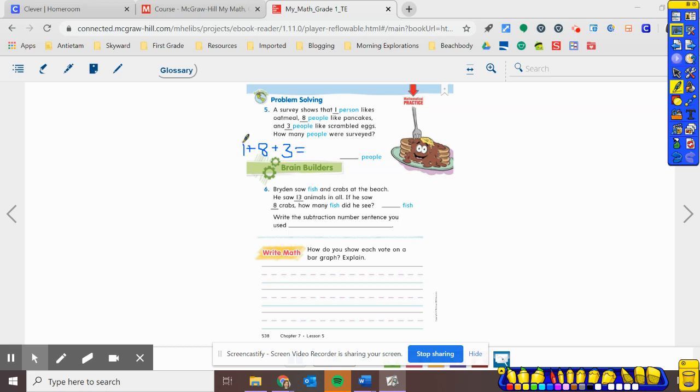So I'm going to go down the line and add them together first. So 1 plus 8. What's 1 plus 8 more? 1 plus 8 more equals 9. And then I have to add another 3. So 9 plus 3 equals, let's count on. Ready? Hold up your fist. 9, 10, 11, 12. So 12 people were surveyed in all.